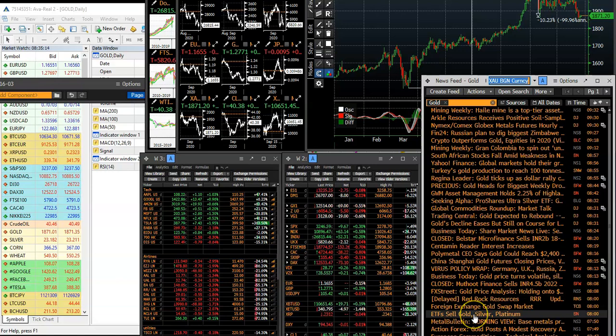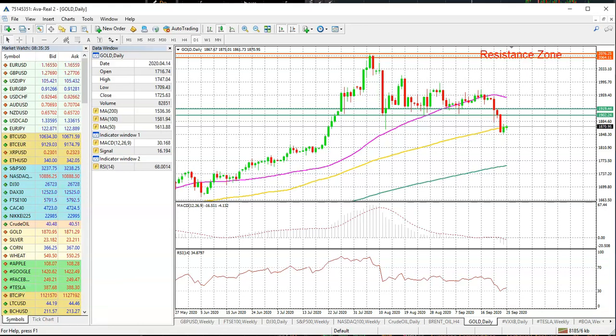And then ETF news comes in which says the ETF sells gold, silver, and platinum. That is not so good in terms of news, because if the ETF shows that institutions are selling gold, that means there is a bit more weakness ahead in terms of gold prices. So let's go back to our favorite platform, MT4, and have a look at the price action.